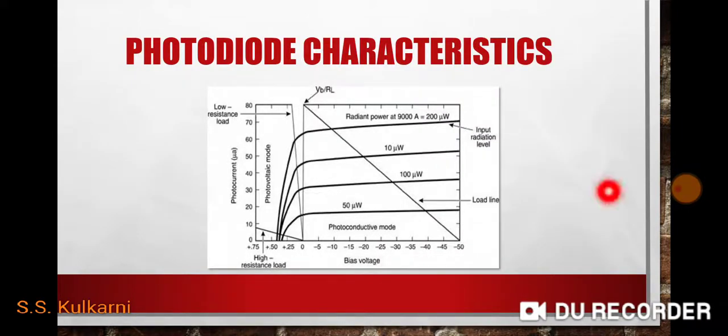This shows the characteristics of photodiode. I just told you, according to the operation, for a large amount of intensity, a large amount of current flows through the photodiode. When instead its intensity decreases, the current will decrease.